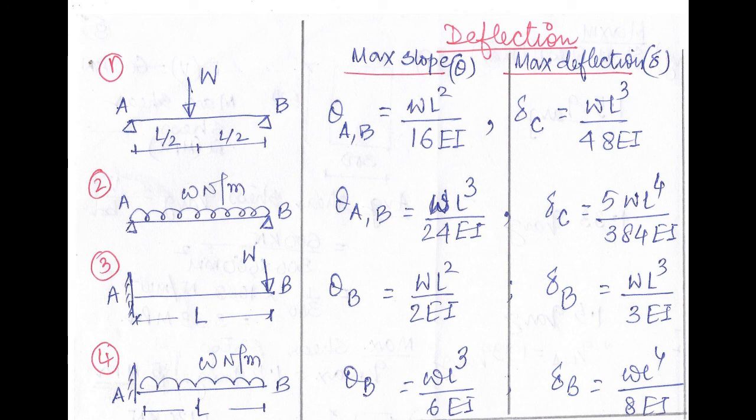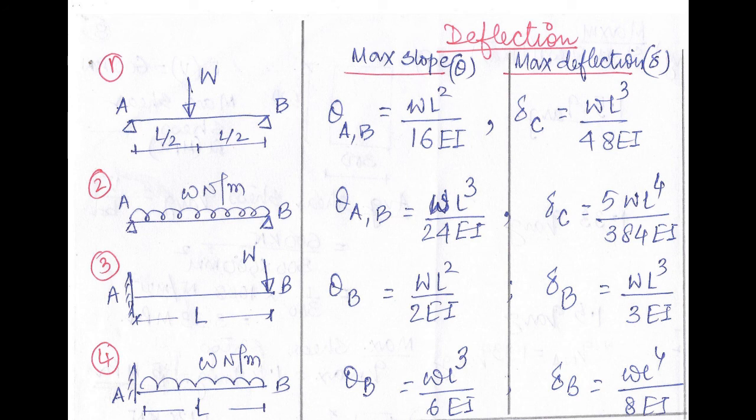B. Case number 4. A cantilever beam of length L with UDL of W Newton per meter throughout the span. The maximum slope is WL cube by 6 EI, and it will be at the free end B. The value of the maximum deflection is WL to the power 4 divided by 8 EI, and the value will be at B. So this table you memorize the values, especially the value of the maximum deflection.